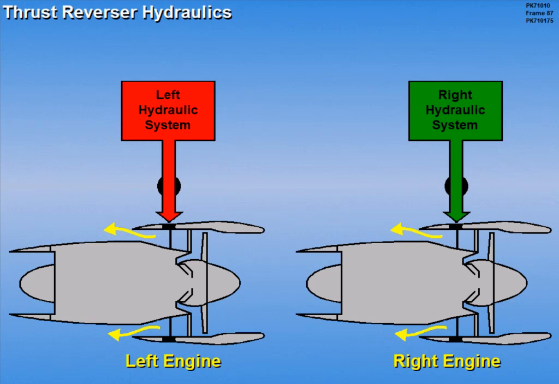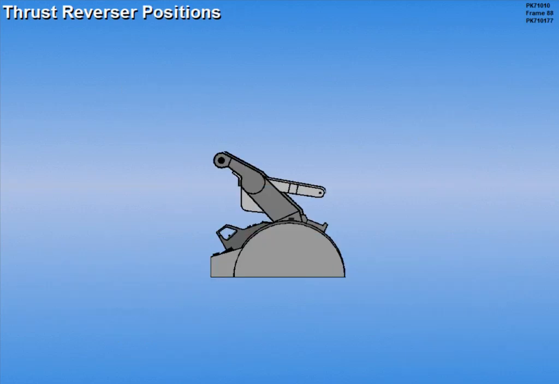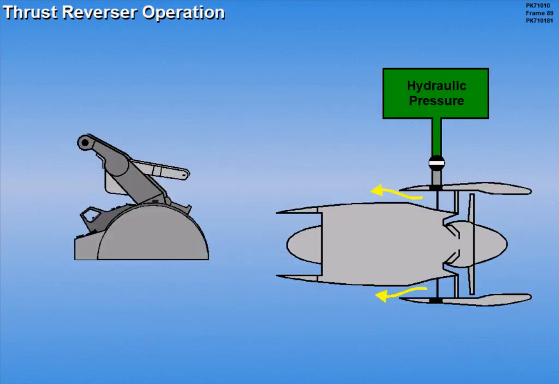Each engine's thrust reverser is powered by its respective hydraulic system. Loss of a hydraulic system renders the affected thrust reverser inoperative. The reverser lever has three positions: full down, interlock stop, and reverse thrust. When the reverser levers are in the full down position, the thrust reversers are locked in the forward thrust position.